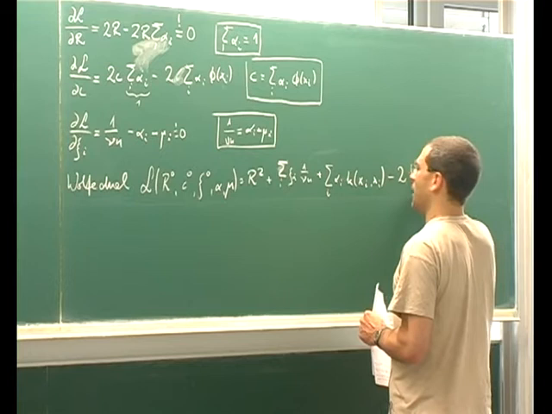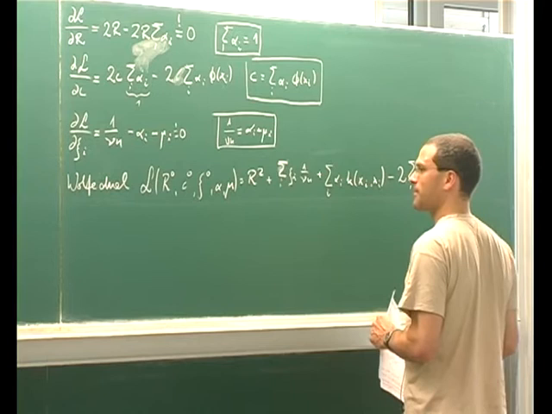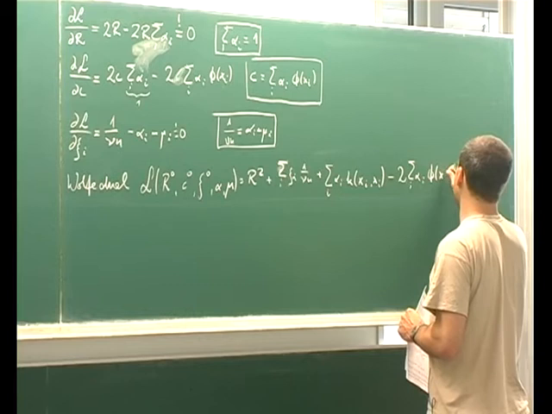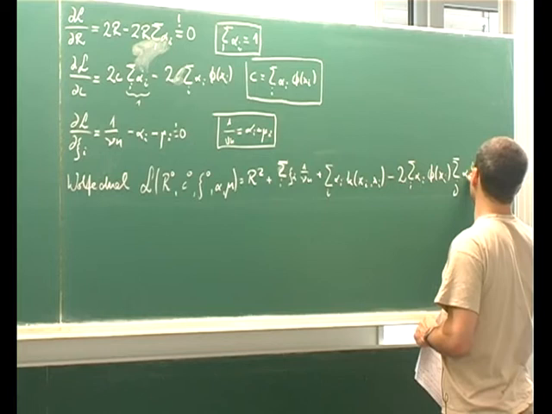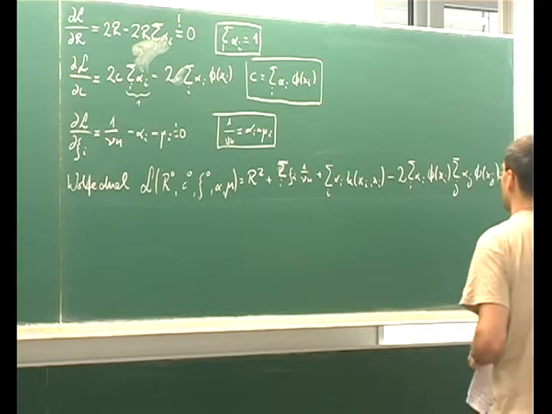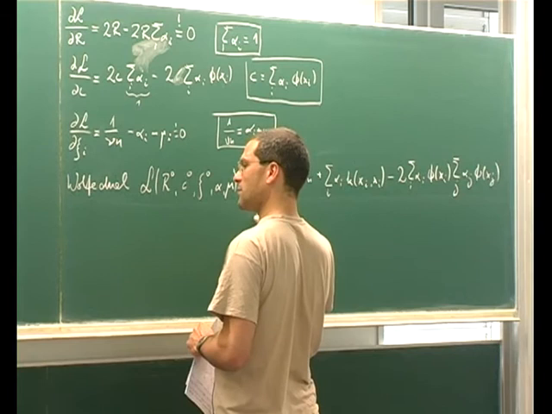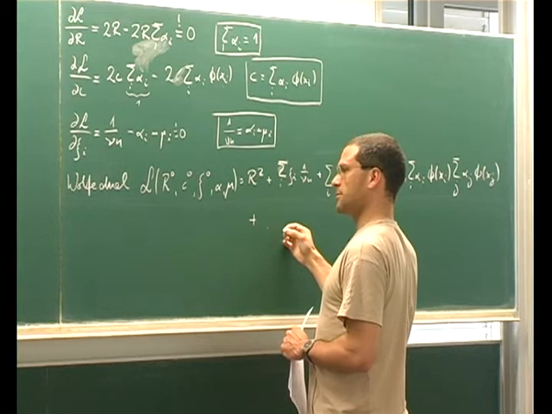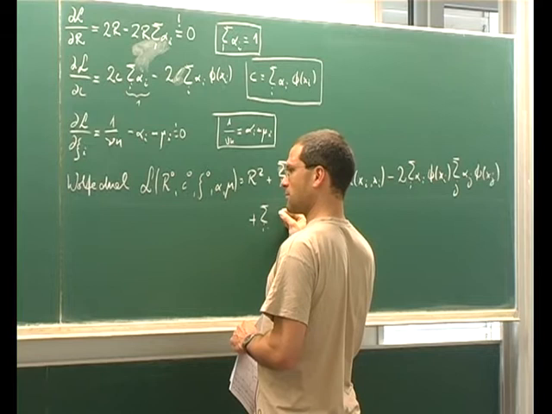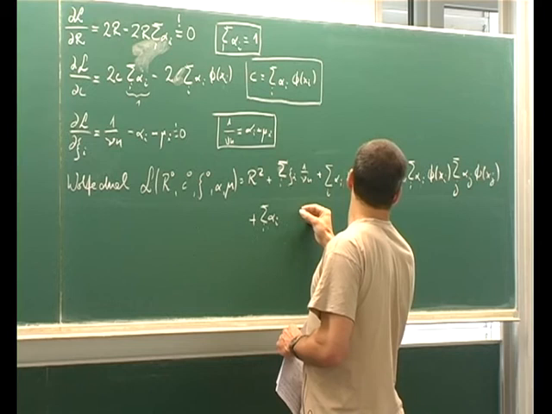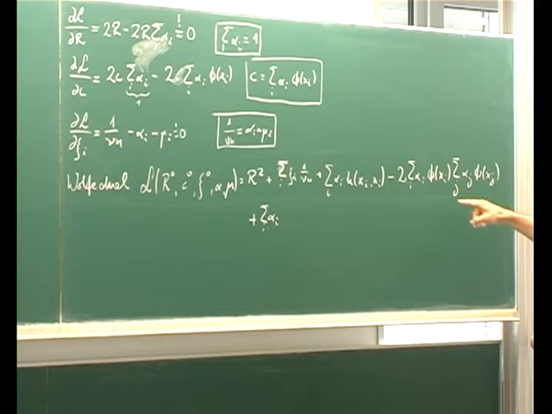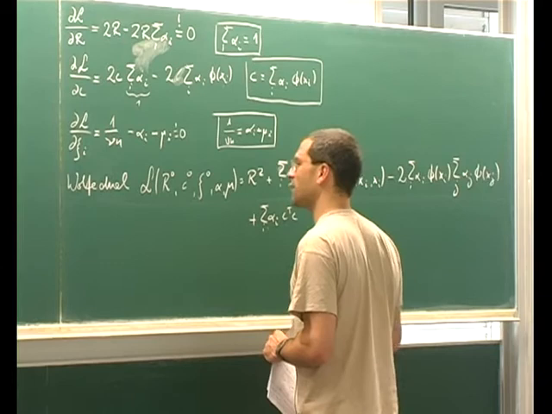Minus twice, and for C, I use this expression here. So this will give our second kernel. So if you look at this, this is going to be minus twice C transpose C, and here I have plus C transpose C.